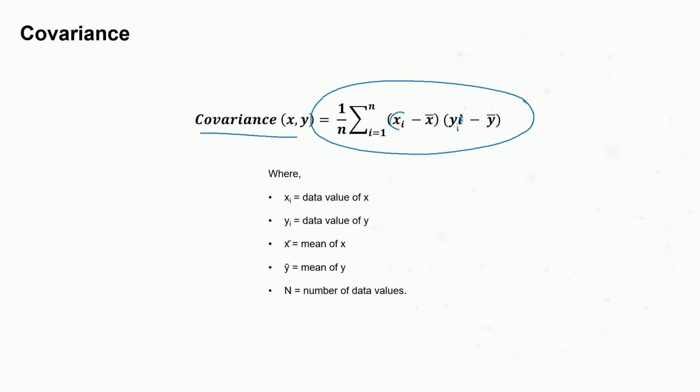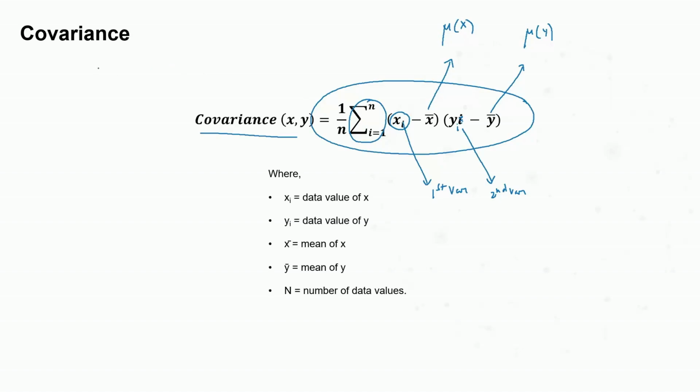Now xi is nothing but your first variable. Yi is nothing but your second variable. X bar is nothing but the mean of x. Similarly, y bar is nothing but the mean of y. This is a summation symbol.